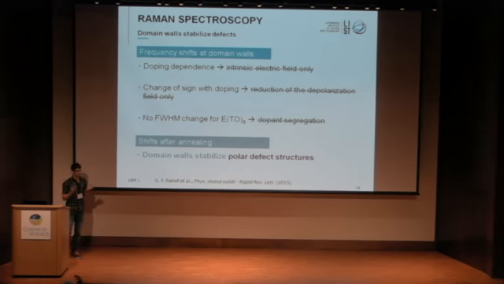So I think that one explanation that remains is that what we see at domain walls are the signature of polar defects. And the fact that after annealing, we still have this signature only at domain walls while it disappears in the domain means that we have domain walls that stabilize polar defect structure.